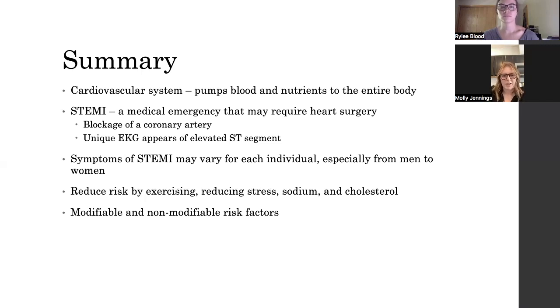It's important that we also guide patients and provide them education about ways to reduce their risk by exercising, reducing stress, and following a heart healthy diet, low in sodium and cholesterol, and also giving them education about medications that may be prescribed to reduce their risk of getting an MI, such as the nitro that we talked about earlier, and putting them on statins or a blood thinner post-STEMI.